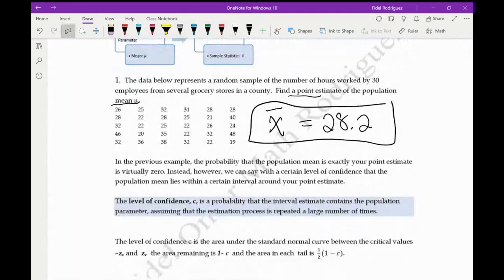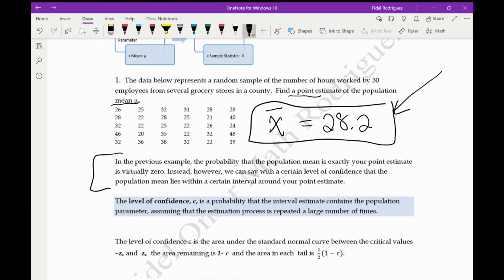So the next part right here, I'm just going to start reading, and it says, in the previous example, the probability that the population mean is exactly your point estimate is virtually zero. Let me explain what that sentence means. If I was referring to Cameron County, and we were to ask what's the average number of hours that all of the grocery store employees would have worked, what's the likelihood that answer would have been 28.2? It probably would not be 28.2. We said the probability that it's exactly 28.2 is probably zero.